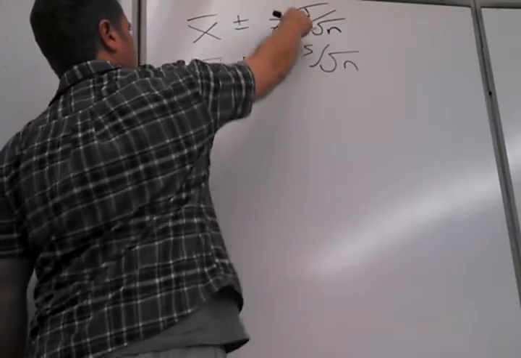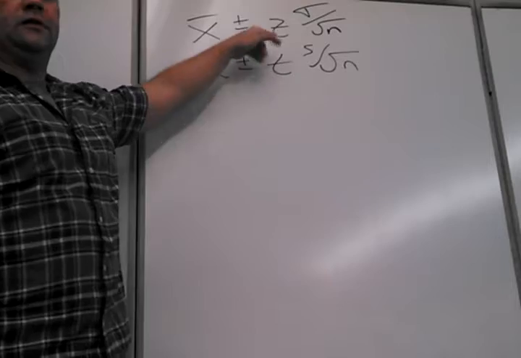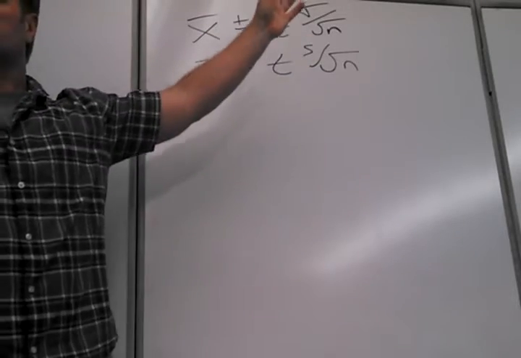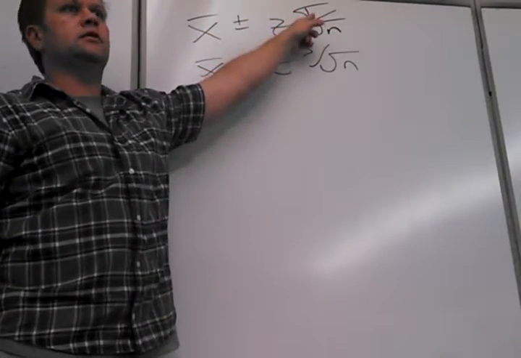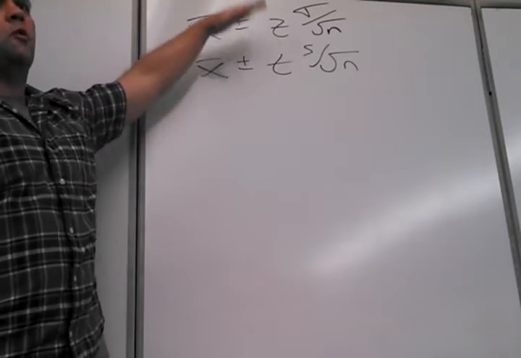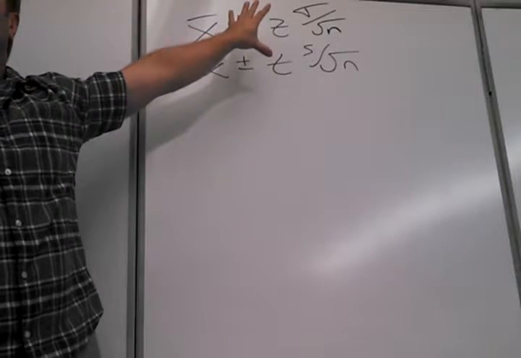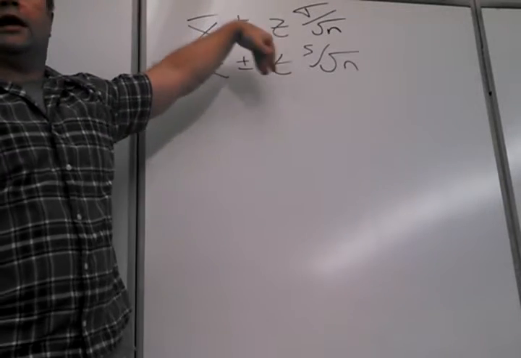Remember this here? If you forget when you're allowed to use Z's or T's, these formulas tell you. I use Z when I know the population standard deviation. I use T when I know the sample standard deviation. And of course, they both require what? They have to be normal. It has to be normal, or else you can't do anything, right?